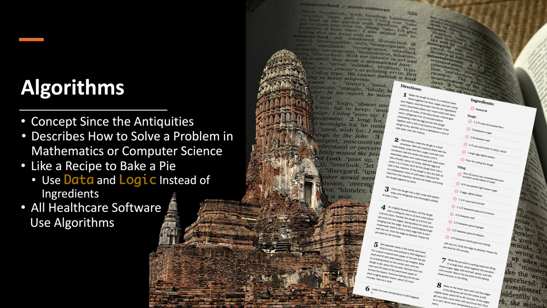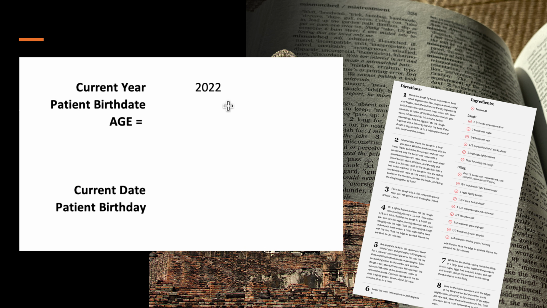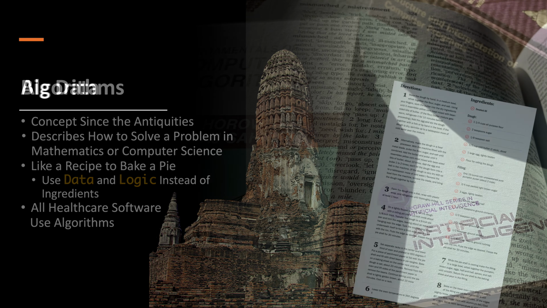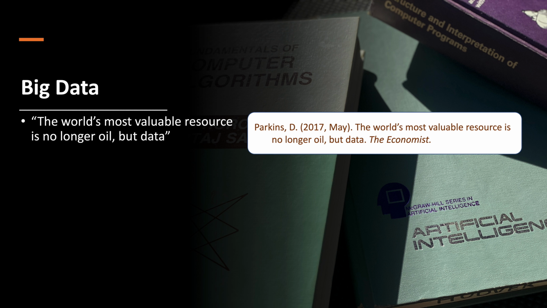Every healthcare system has an algorithm inside of it. You can think of the most basic things like computing a patient's age. You do this by taking the current year, subtracting their birth year, and then taking into account whether or not the birthday has passed or not. And in this way, you can derive what age the patient is. That is an algorithm.